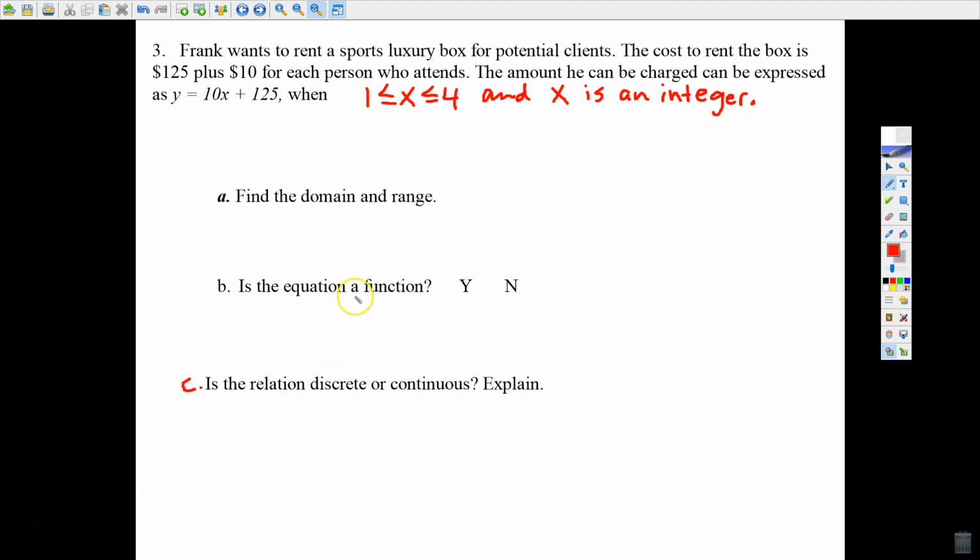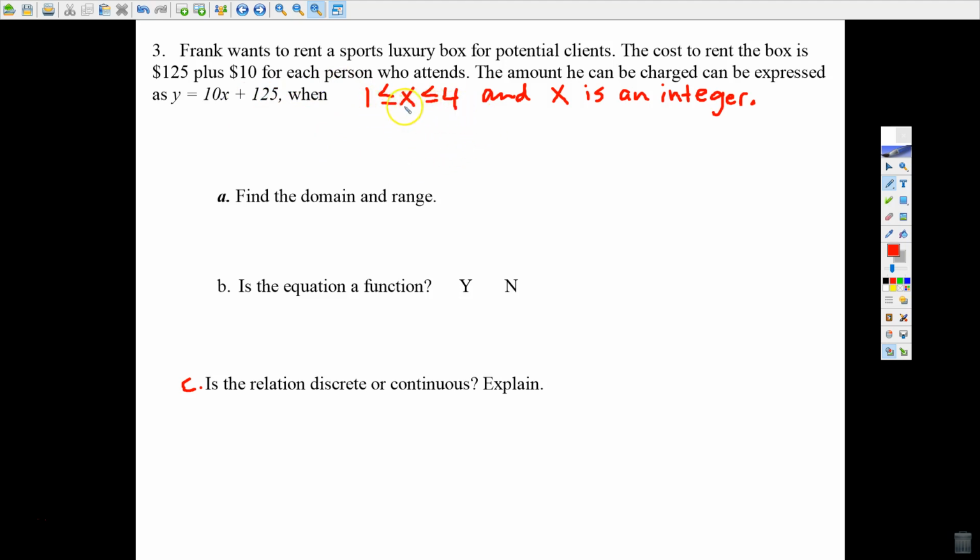All right, moving on to number 3. Here's a little word problem, again illustrating the idea of a function, domain, and range, and then we're going to finish it off with the terms discrete or continuous. So Frank wants to rent a sports luxury box, and the cost is given basically by this function, y equals 10 times the number of people that attend. X stands for number of people, plus this $125 fee, one-time fee.